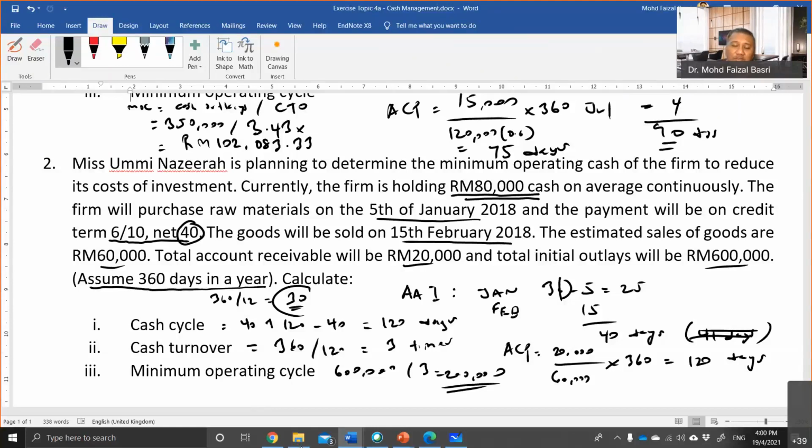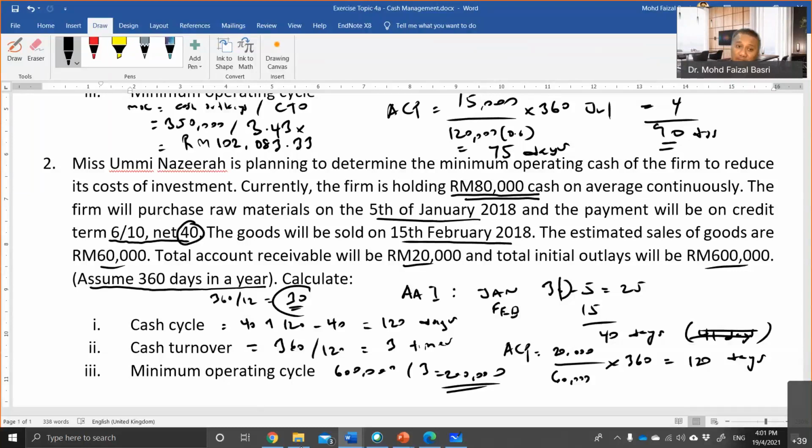So therefore, if they ask you to comment based on the current practice, you need to know the current amount, and then compare against the MOC, the minimum operating cash, and then you comment if it's sufficient or not. So in this case, it is insufficient. So you can comment the current practice of the firm holding 80,000 cash on average is not sufficient because based on MOC, the recommended minimum operating cash would be 200,000 ringgit. So meaning this company might face some liquidity problem.